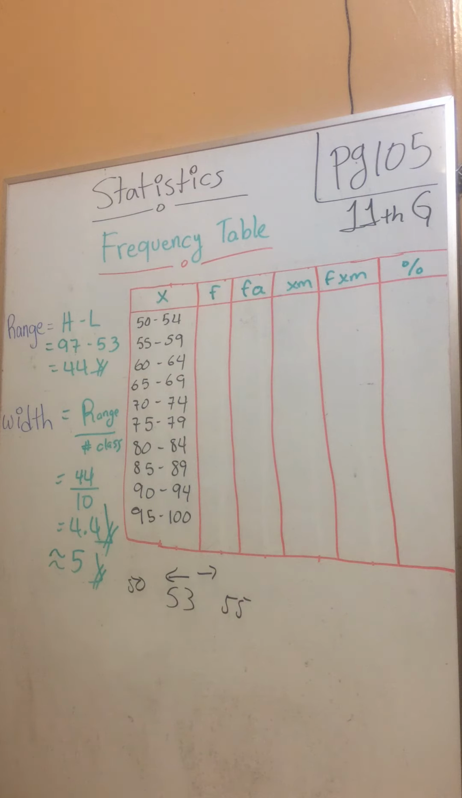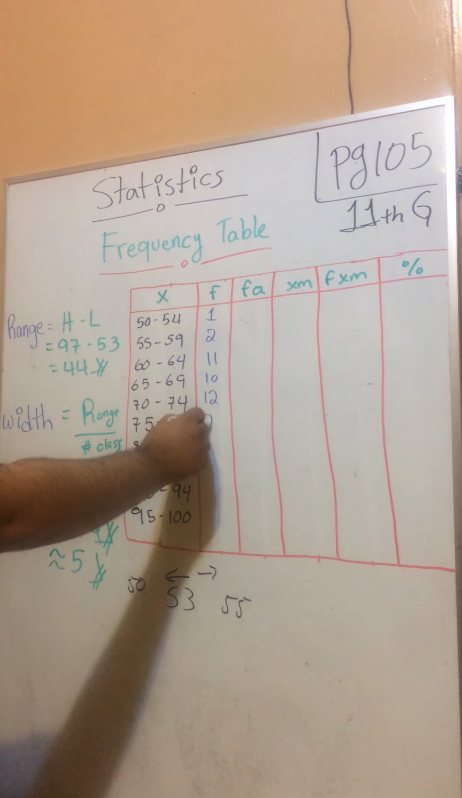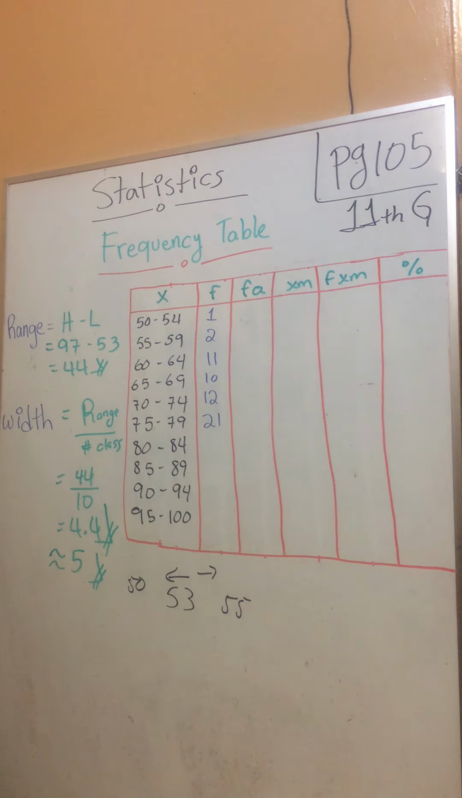Okay, let's use the blue one. Okay, so they give us that from 50 to 54, we have one person who had a grade between those. Okay, we have 2, we have 11, we have 10, okay, we have 12, 21, okay, then we have 6, then we have 9, and then we have 4 and 4. Okay, this is just information that we can find in our data pool. Okay, remember, this is information that we got from here.